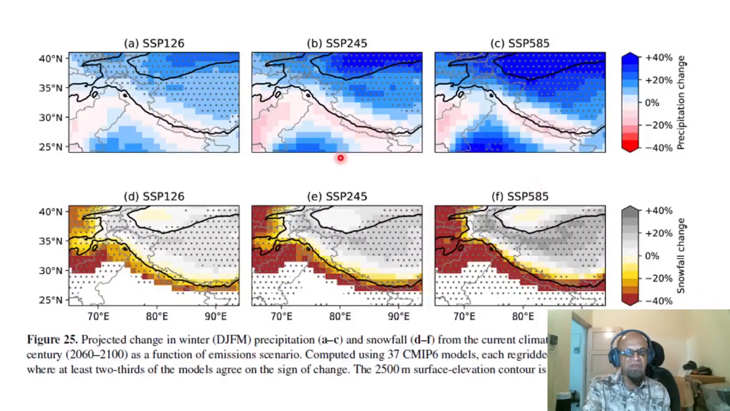This is a bit more on spatial maps for various scenarios called shared socioeconomic pathways, which are the next version of RCP. And these are projected change in winter precipitation, DJFM, A to C, that's precipitation, and snowfall in D to F, from the current climate, so 1960 to 2000 baseline, to the end of the century, 2060 to 2100, where the scenario uncertainties will be dominating. And these are obviously for different shared socioeconomic pathways, SSP1 2.6, SSP2 4.5.